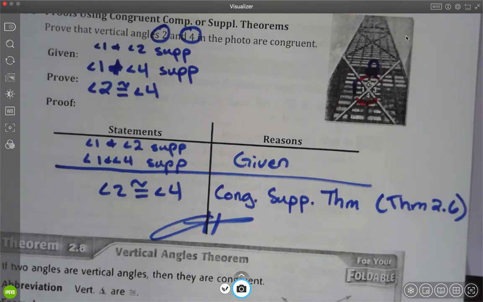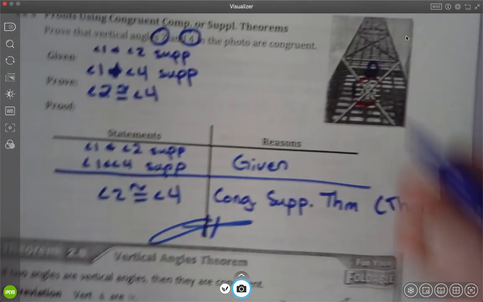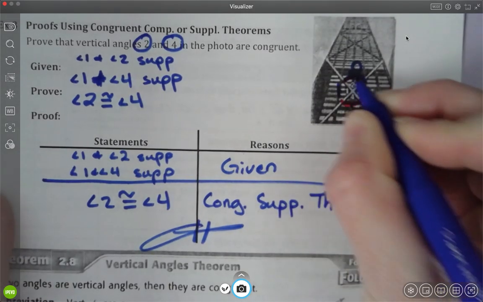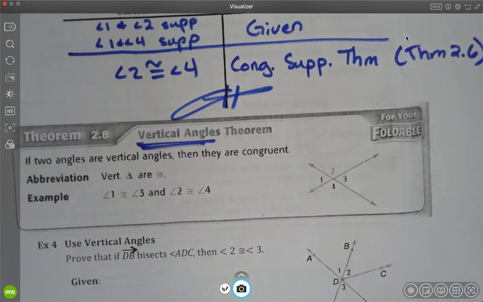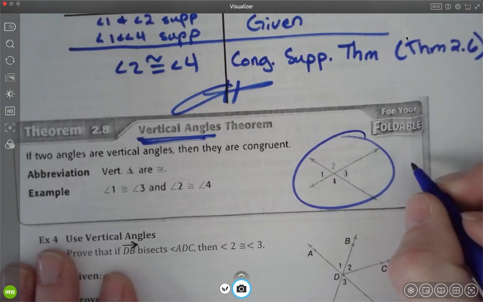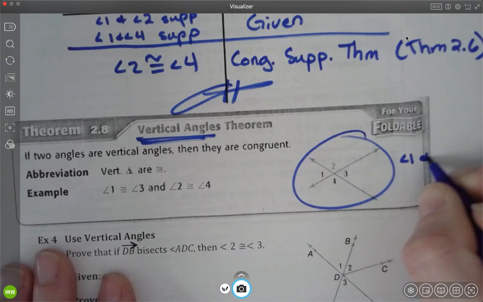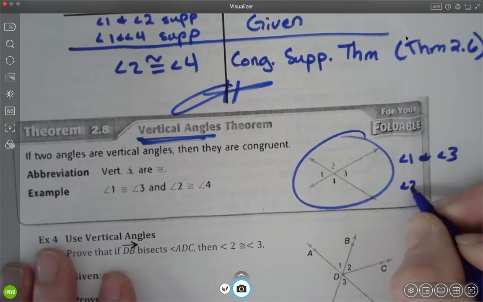We're going to write this guy down, and then I'll give you your homework assignment. But 2 and 4 are opposite each other. These guys are called vertical angles. Do you remember that? Vertical means across from each other. Now, it doesn't necessarily mean up and down, right? Vertical doesn't necessarily mean up and down. So, which ones are vertical angles here? 1 and 3. And 2 and 4.